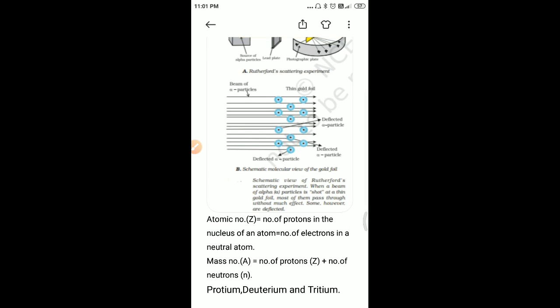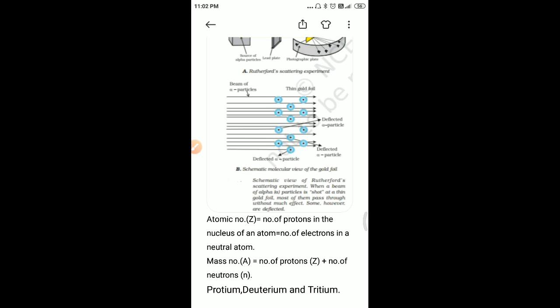While the positive charge of the nucleus is due to the protons, the mass of the nucleus is due to the protons and neutrons. The protons and neutrons present in the nucleus are collectively called nucleons. The total number of nucleons is termed the mass number, represented as A. So the mass number of an atom is equal to the number of protons Z plus the number of neutrons N.